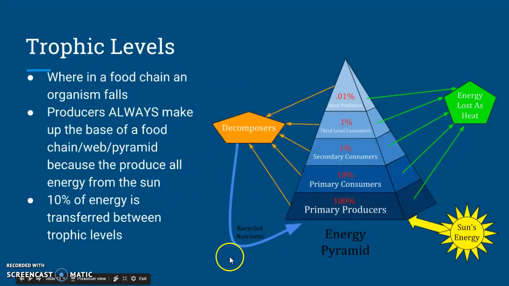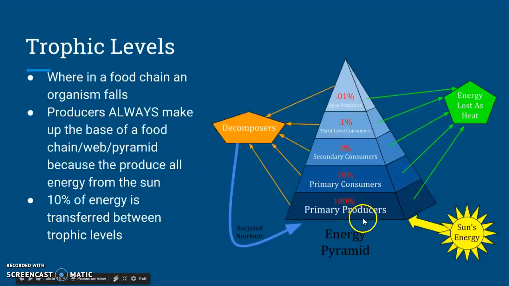So in this, we also have trophic levels wherein a food chain an organism lies. So at the bottom, you always have primary producers. You start out a food chain, food web, or a pyramid, all with primary producers, because all your energy ultimately comes from the sun. So our primary producers have 100% of their energy from the sun. Producers always make up the base, and 10% of the energy is transferred between trophic levels.